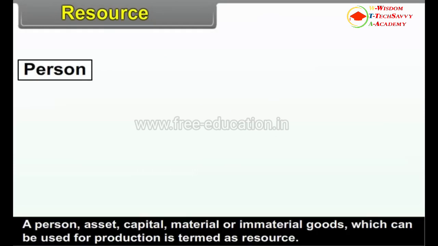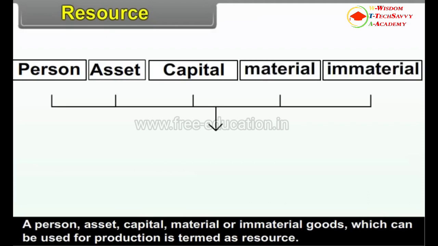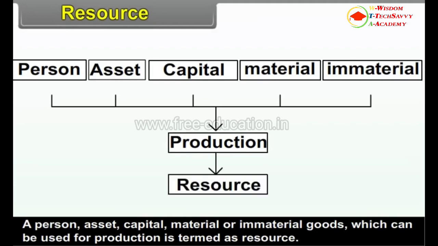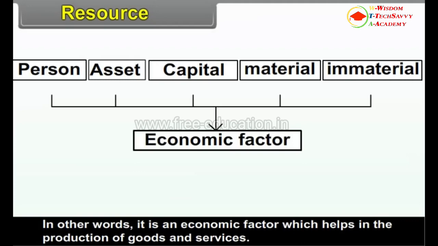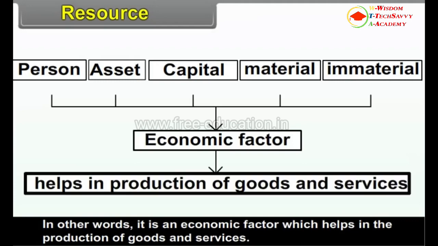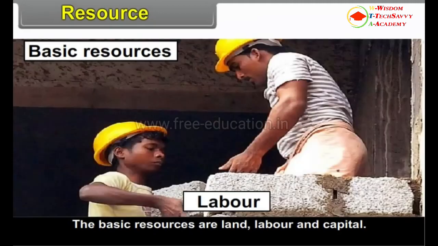2.4 Resource. A person, asset, capital, material or immaterial goods which can be used for production is termed as resource. In other words, it is an economic factor which helps in the production of goods and services. The basic resources are land, labor and capital.